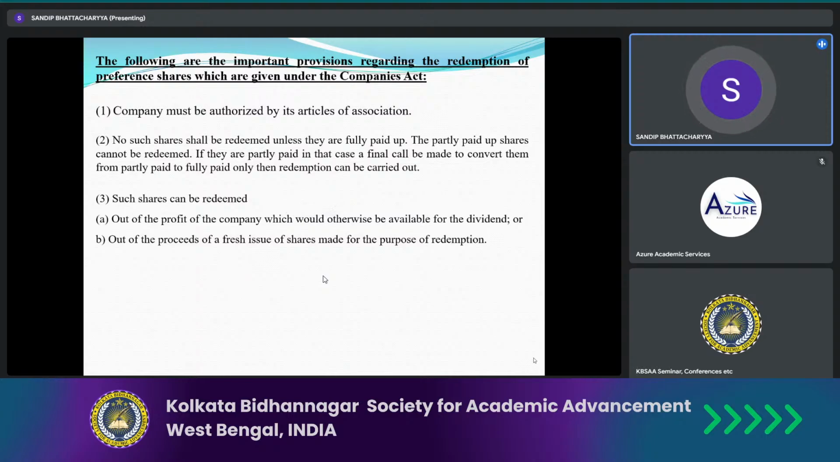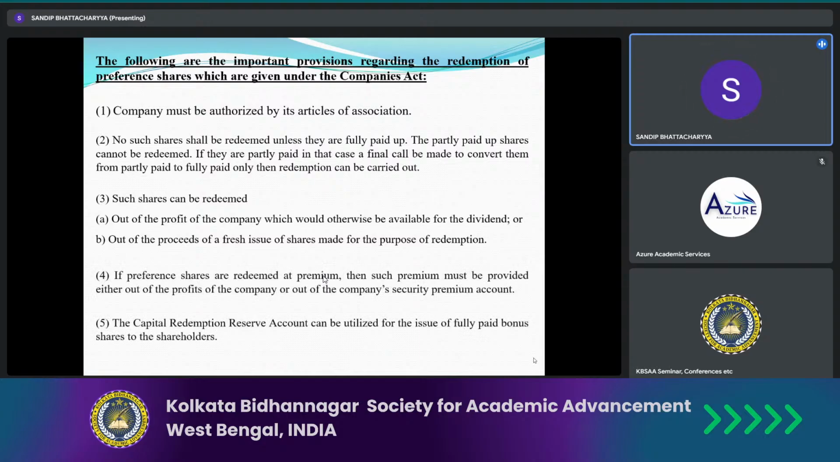If the preference share is redeemed, first of all, it is out of profit. Second, if you do not have a sufficient amount of funds in your reserve, it is out of the fresh issue. We will see the entire process, along with the various clauses and provisions, later on. But for the time being, you must read that such shares can be redeemed out of the profit of the company as well as out of the proceeds of a fresh issue.